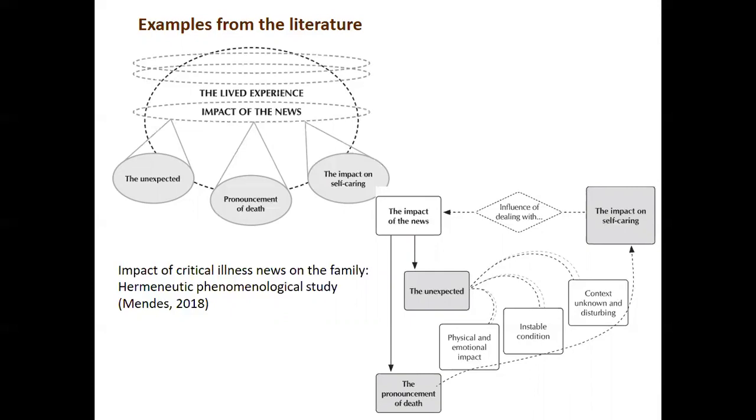So you can look at this and the first thing that you see in that upper left-hand corner is this idea of getting that news, of a family member getting that news. And the 3 areas of interest for this research study is how does the family take the unexpected? How do they experience the pronouncement of death? And what is the impact of that news on self-caring?